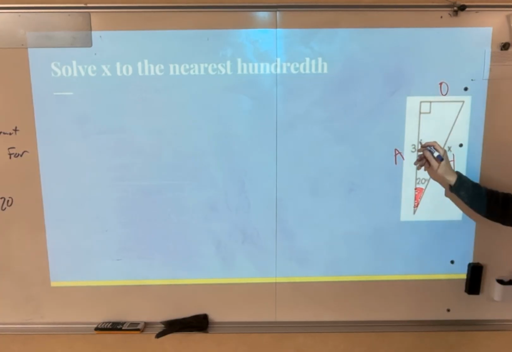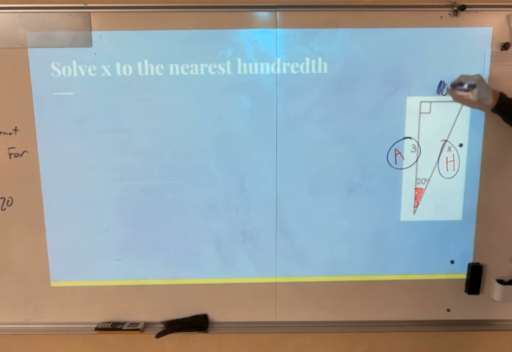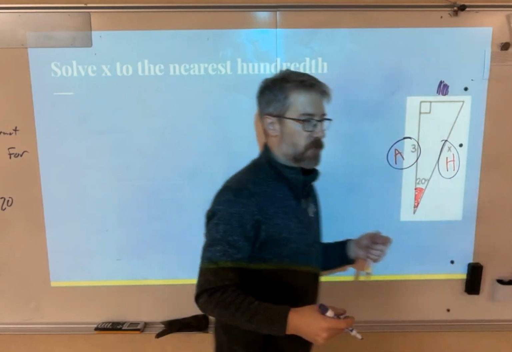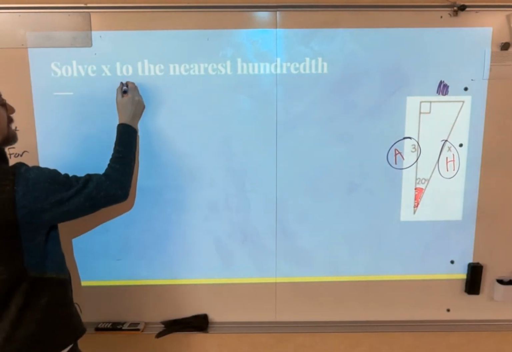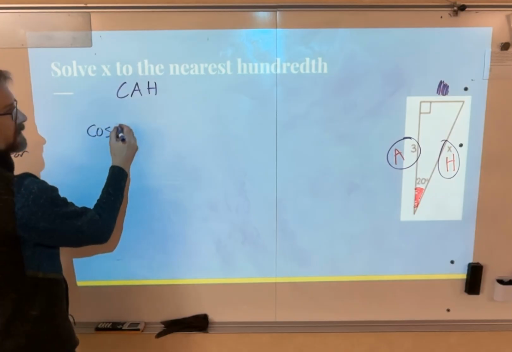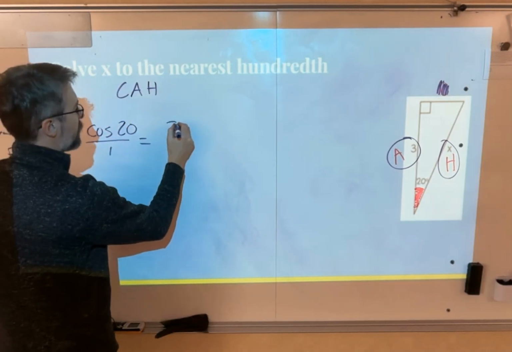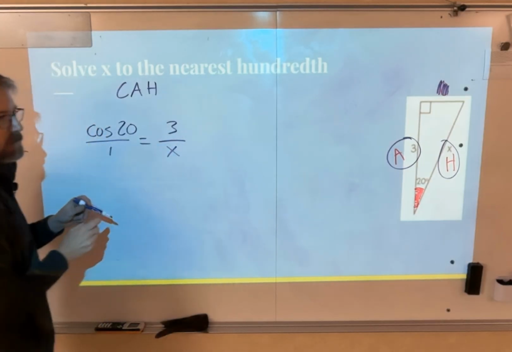I have the adjacent. I'm looking for the hypotenuse. I don't care about the opposite. Which trig ratio uses A and H? CAH. And so cosine of 20 is equal to 3 over x.